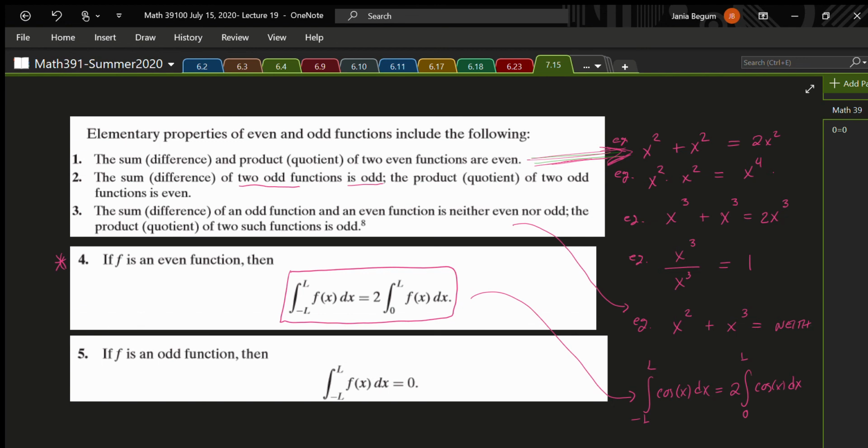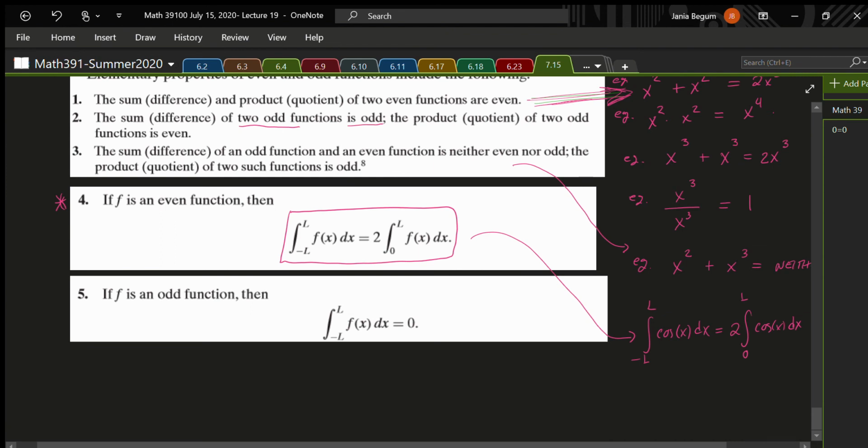And then the last one we have is if you're looking at a function that is odd, so f of x is odd, think of your favorite odd function, sine. I like sine of x, so why not, right? You can think of whichever pleases you, whichever you like. So if you integrate that over a symmetric interval, the result is 0. So if you do negative L to L of sine of x, sine is an odd function, this is going to be 0.